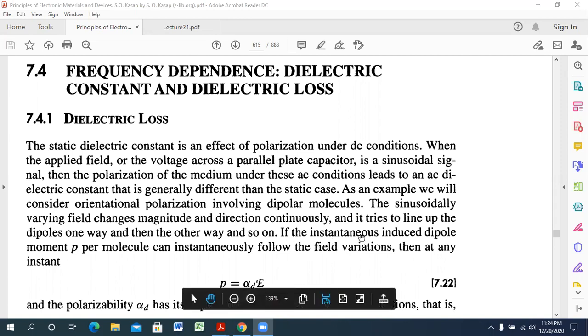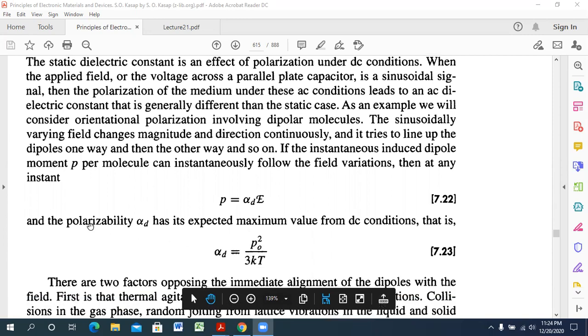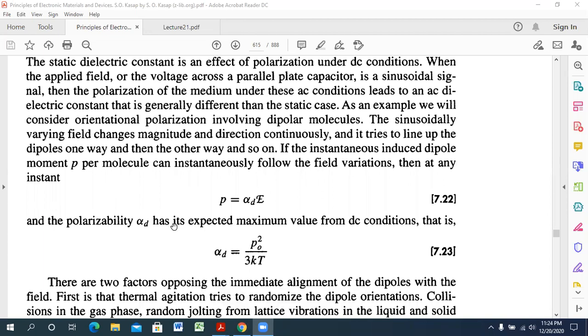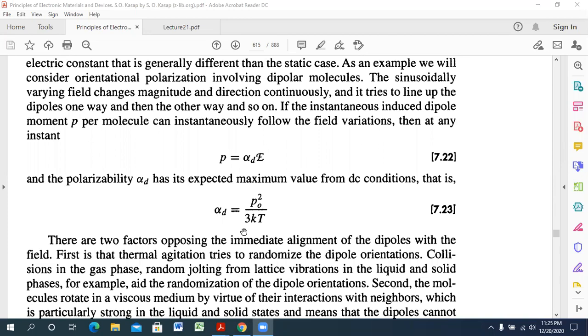If the instantaneous induced dipole moment is defined as P, then P should equal alpha d E. Here alpha d is the polarizability, and we also got this equation in our previous lecture: alpha d equals P naught squared divided by 3kT. We know P naught is the dipole moment, K is the Boltzmann constant, and T is the temperature.